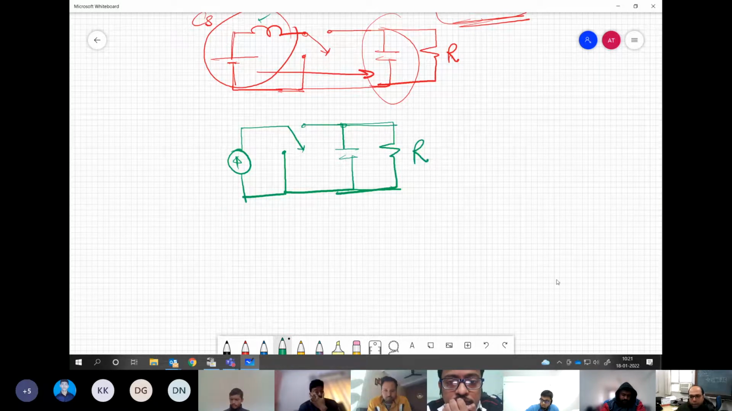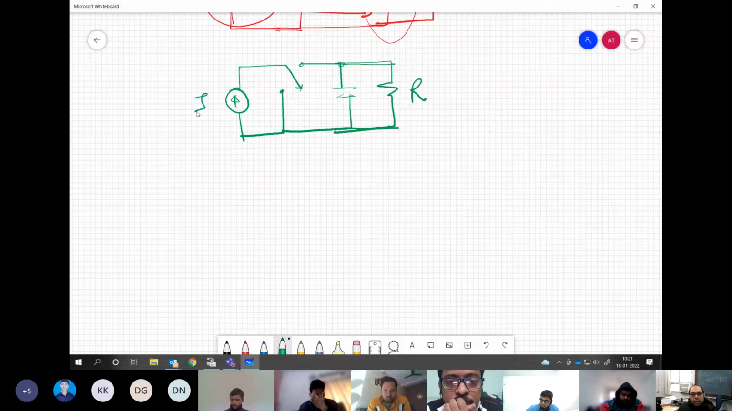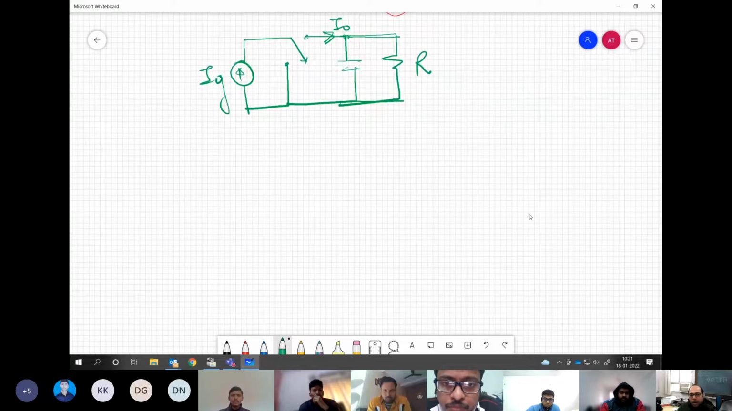Correct? Now when I say current source, definitely it will have some current value associated with it. So let me call it Ig. And what it is doing, basically, it is injecting some current I naught into the load side. Is that correct or not? Yes, sir.